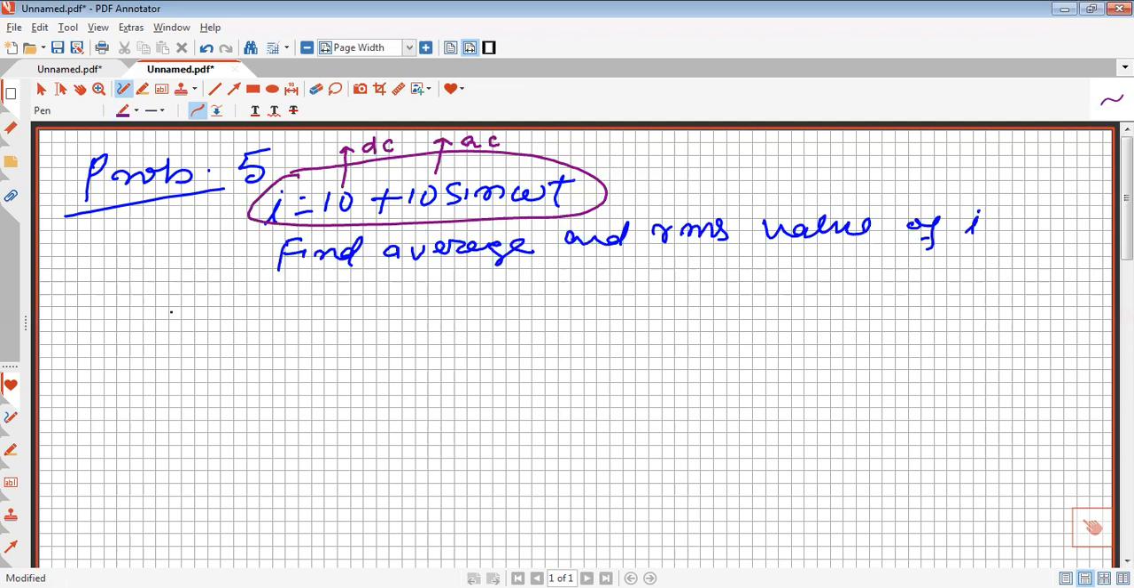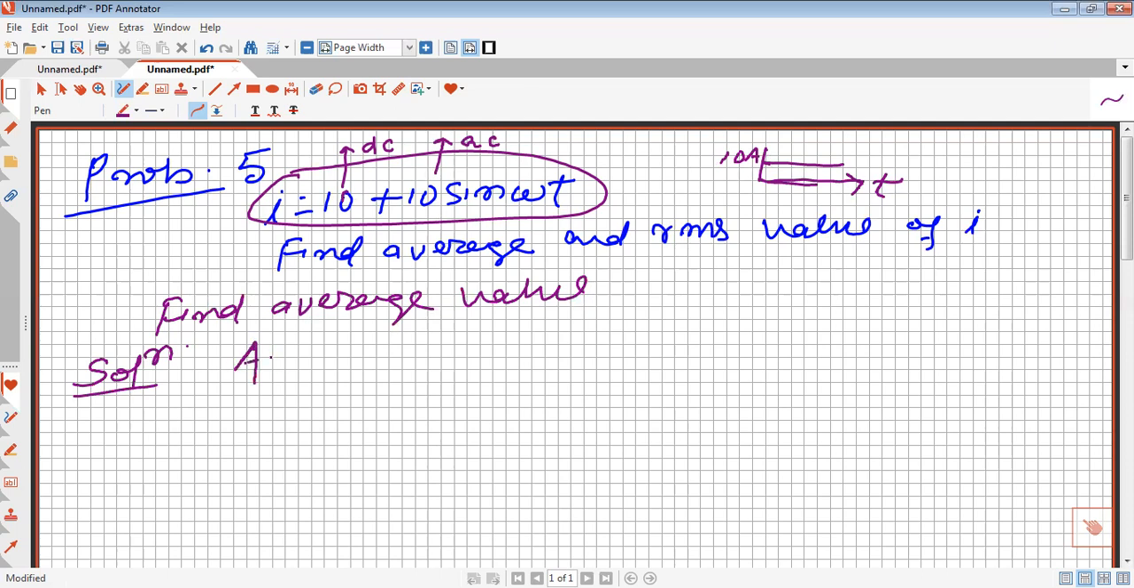We have to find the current, that is, the average value. We have to find the average value of 10 and also of 10 sine omega t. The solution is already explained: this is a constant value, so its average value will remain the same. 10 is fixed, it does not change with time. Its value is 10 ampere, so its average value will remain the same 10.